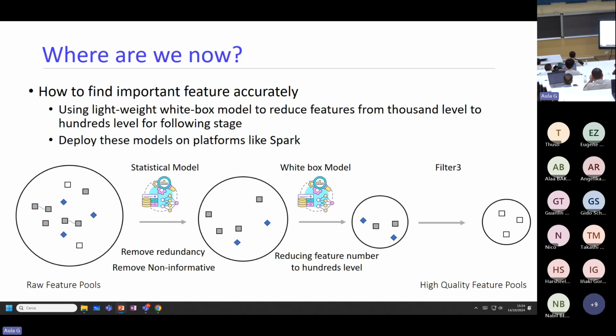So now we have our second filter, the white box based model. In our industrial platform, we use this model to reduce the feature number from 1,000 level to 100 level, and we deploy these white box models on platforms like Spark. So let's enter the final filter, which is a neural network, a black box model based filter.